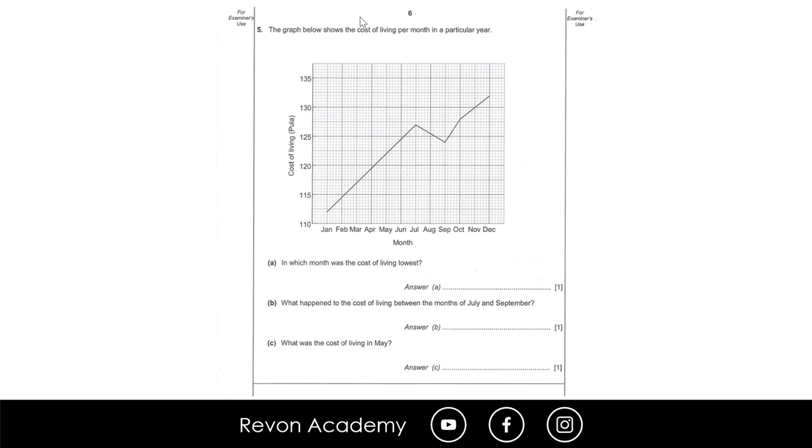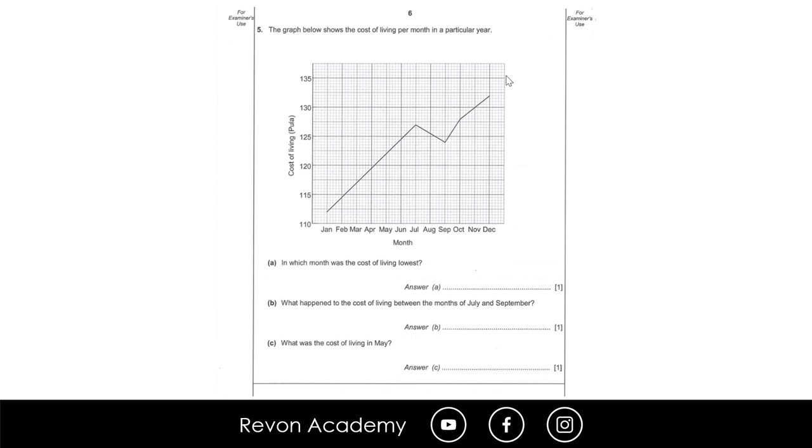Let me see if I can move this thing here. So we have a graph there on the question paper showing us the cost of living versus months. As you can see, from January to December, we can see that the cost of living increases as the year goes by.